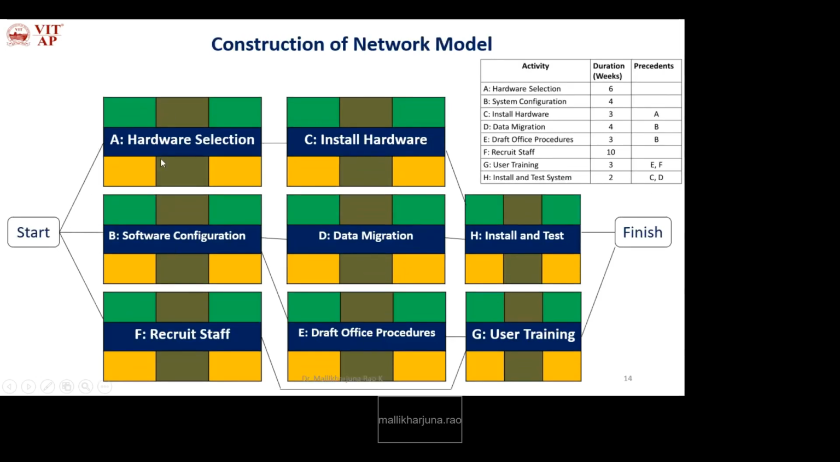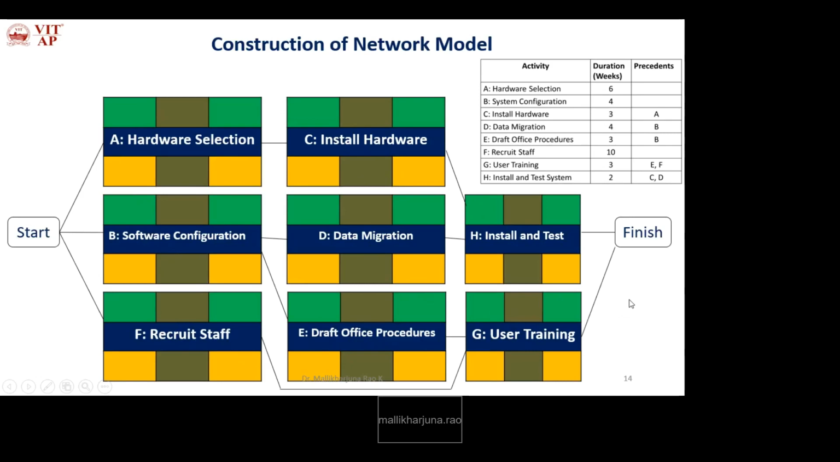Okay, so A, B, F are the start activities because they are not having any precedents. C starts after A, D starts after B. E starts after B, but ends along with F. So this combination is required. E starts after B, F already started. G starts after E and F. This combination is required. Then H starts after C and D. So this combination. So these are two end activities. These three are parallel start activities. These are three current activities.